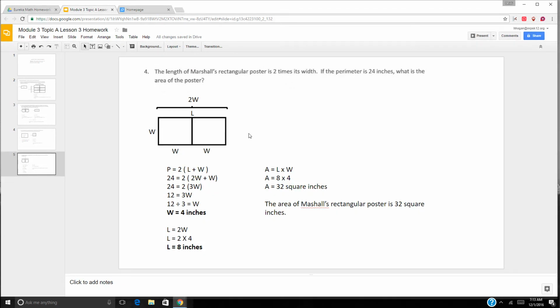Does that make sense? We know that the last question is always tricky. So now we can do length times width. 8 times 4 is 32 square inches. The area of Marshall's rectangular poster is 32 square inches.